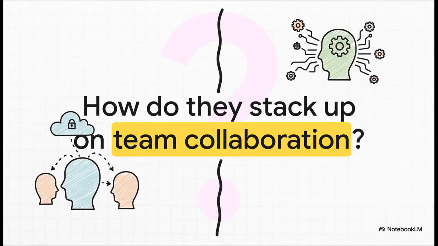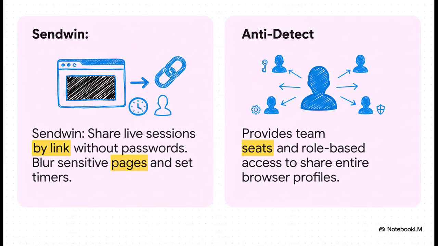Because let's be real, if you're part of an agency or you're on a remote team, just sharing access to things can be a huge headache, right? So how do these tools make it easier and safer for you all to work together? And this is where you see a really fascinating difference in how they think about the problem. Sendwin is all about sharing live sessions. Think about that for a second. You can send a temporary link to a client so they can view a campaign without ever giving them a password. You can even blur out the billing page. Anti-detect browsers are built for sharing entire browser profiles among trusted team members, using really detailed permissions and roles.